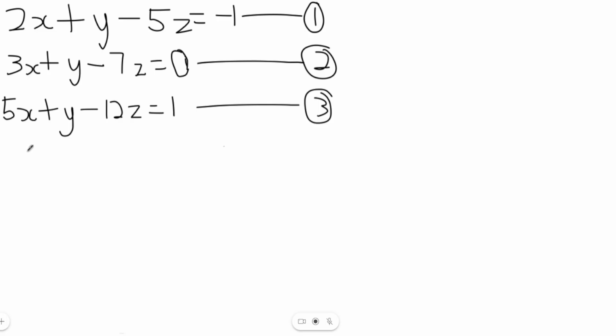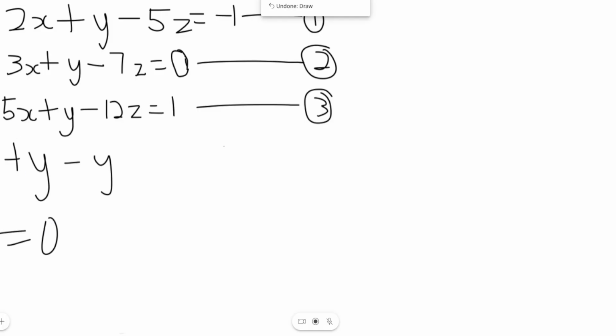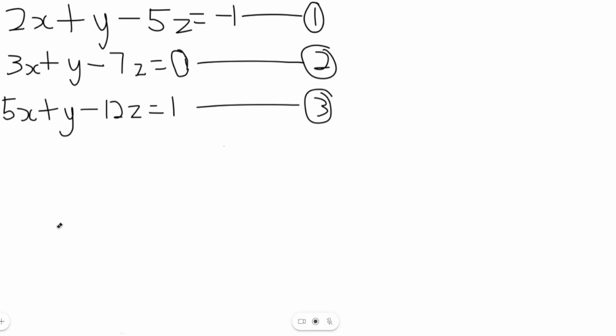Before that, I'm going to show you first the working process. So plus y, if we minus this minus plus y, which is just minus y, then we get 0. What I just said, we need to make the y variable 0. So we take the first equation and then minus it with the second equation. So 2 minus 3 is negative x. Y minus y is 0. We don't have to write it. Negative 5 minus negative 7, which is plus 2.